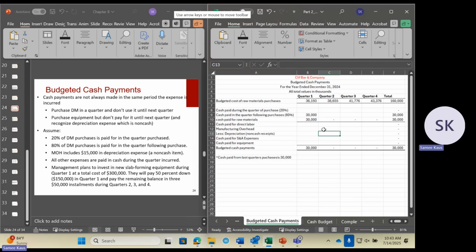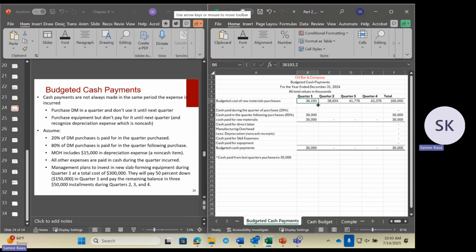I purchase equipment, but I don't pay for it until next quarter. And when I recognize depreciation expense, that item is non-cash. So we have a lot of different assumptions that we need to make in order to ultimately build out this budget. The first thing we start with in building our budgeted cash payments is basing our cash payments off of our budgeted raw materials purchases.